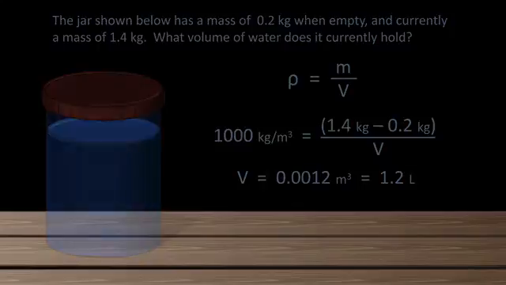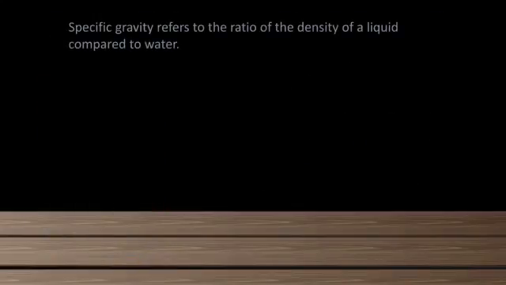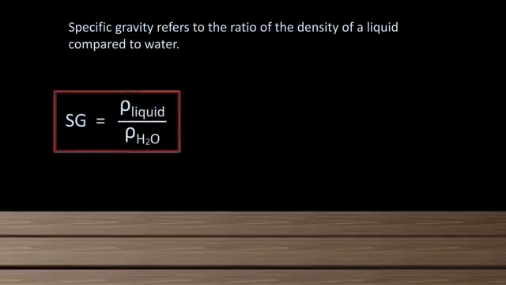Moving on from density, let's discuss the concept of specific gravity. Specific gravity refers to the ratio of the density of a substance compared to that of water. Mathematically, this means specific gravity, often abbreviated capital S, capital G, equals the density of the liquid divided by the density of water. Yet another super easy equation.